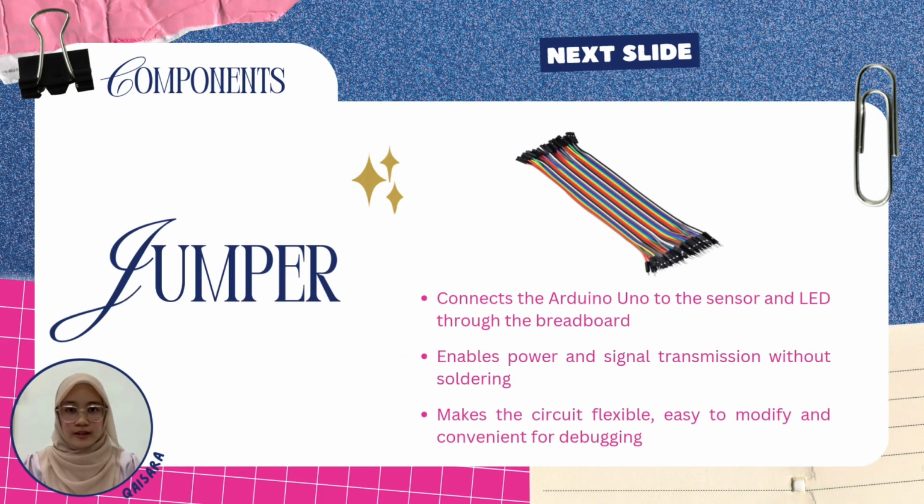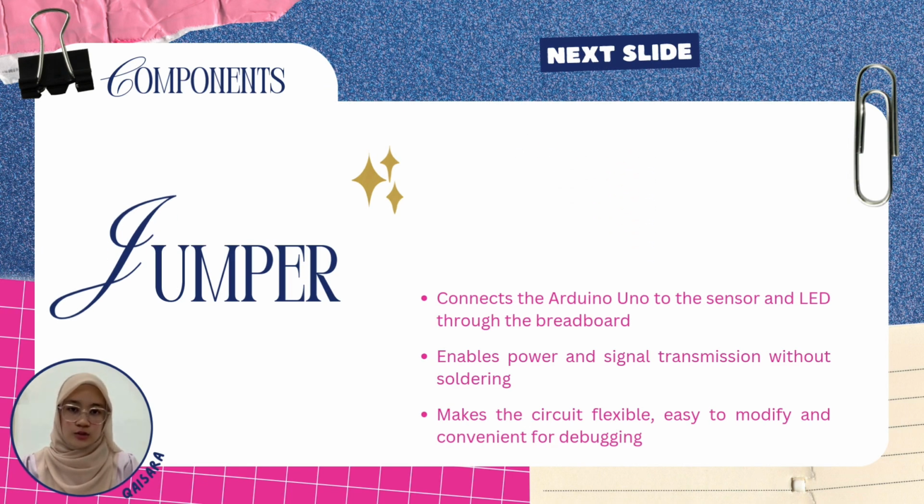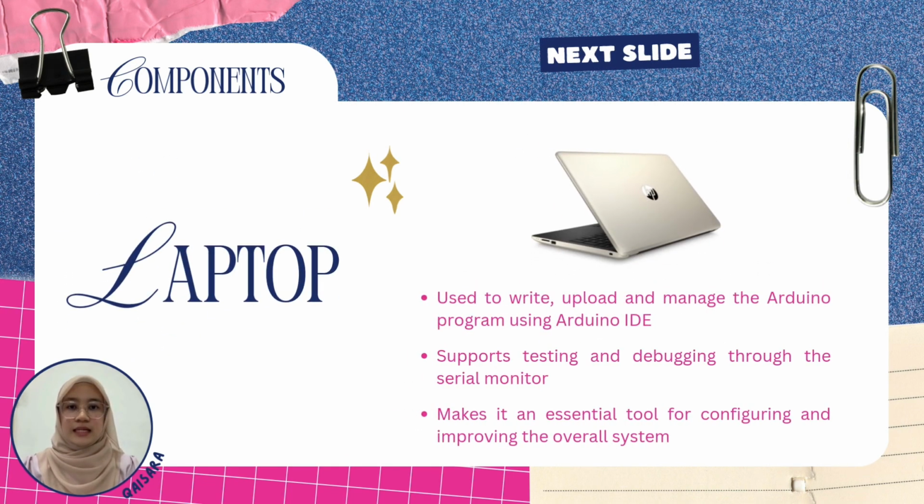The jumper wires are used to connect the Arduino Uno to the breadboard, LED and motion sensor. They allow power and signal transmission without soldering, which makes the circuit flexible and easier to troubleshoot if there are any issues. The last component is laptop.